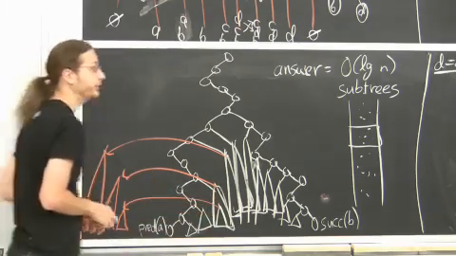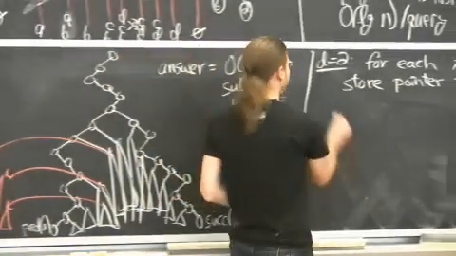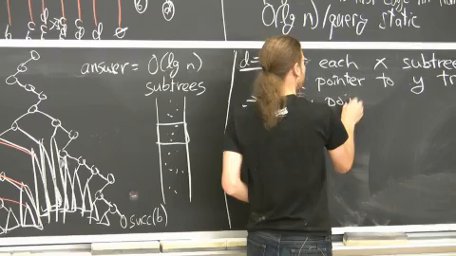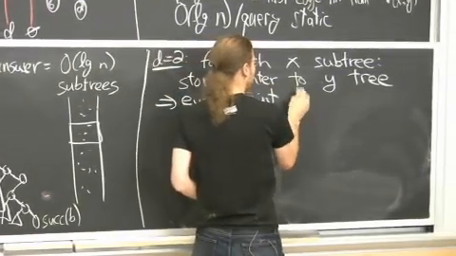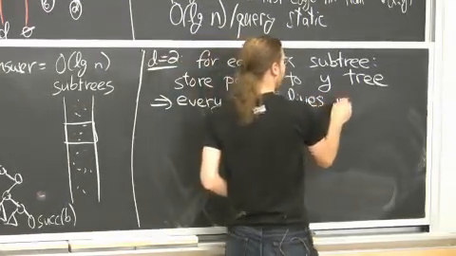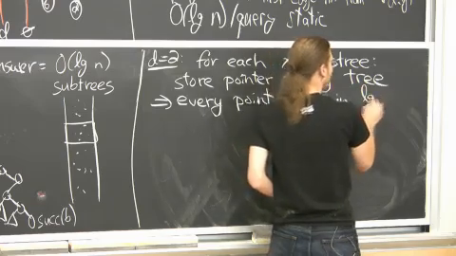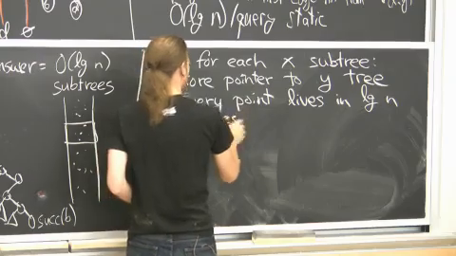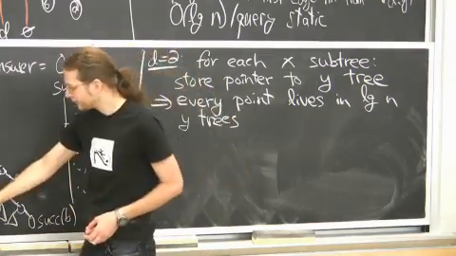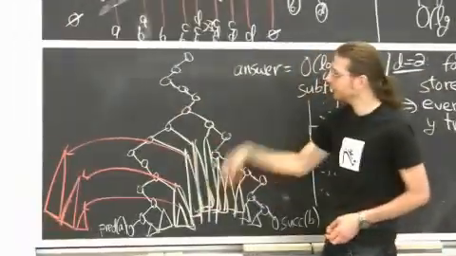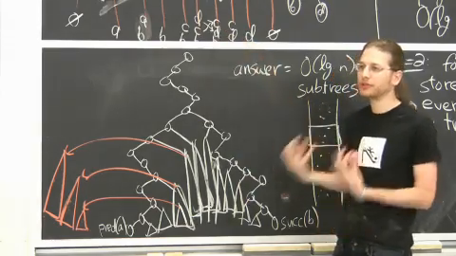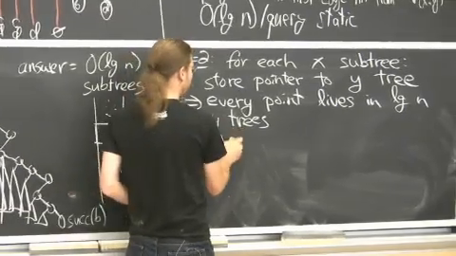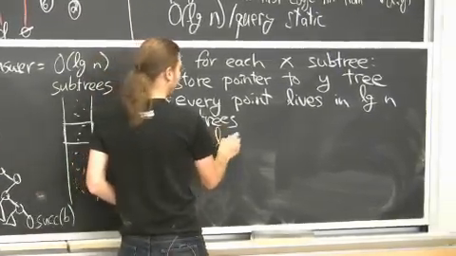So we're blowing up space. Every element, every point lives in basically log n y trees. Okay, because if you look at a point, there's the tiny y tree that contains it, bigger, bigger, bigger, bigger, until the entire tree also contains it. Each of those has a corresponding y tree. So the overall space will be n log n.